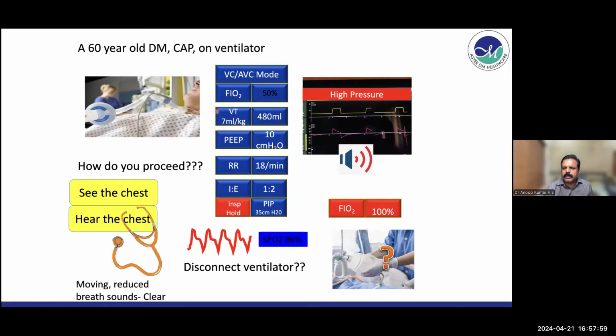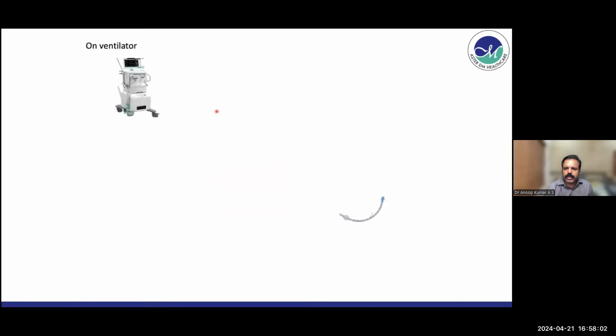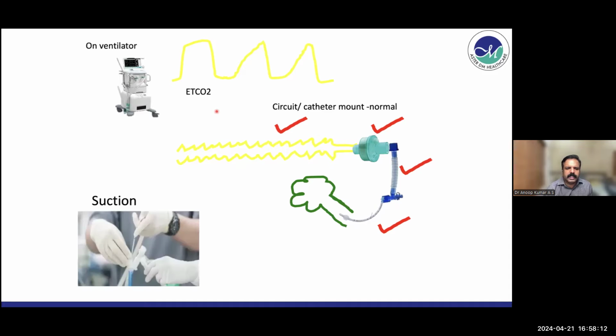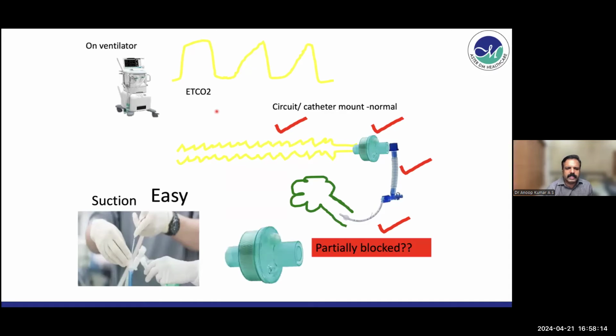In the ambu ventilation also, I've told you, you should use a reservoir bag, all those things. On the ventilator again, check the circuit and catheter mount. If everything is normal and your connections are normal, then the issue may be with the patient. Then you do the proper suctioning, it is easy. Then next you have to see the HMV filter. Here also you should be very careful, especially for low tidal volume.